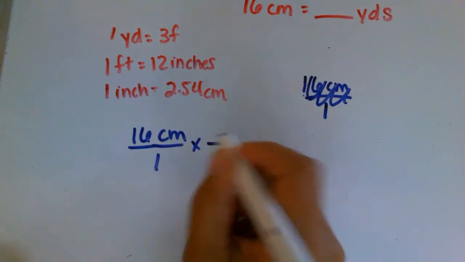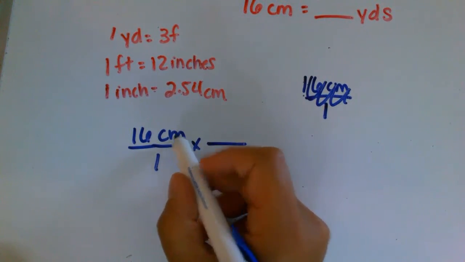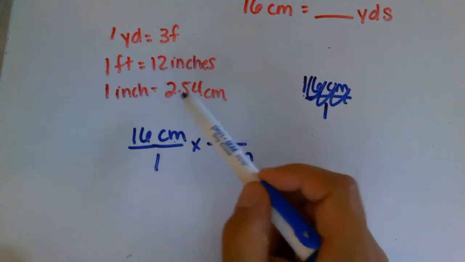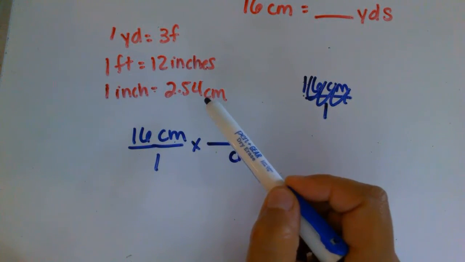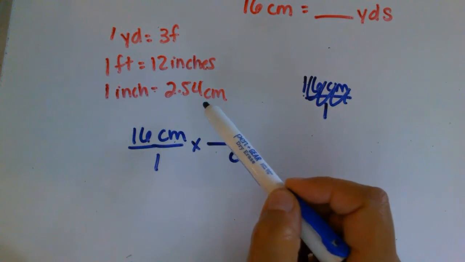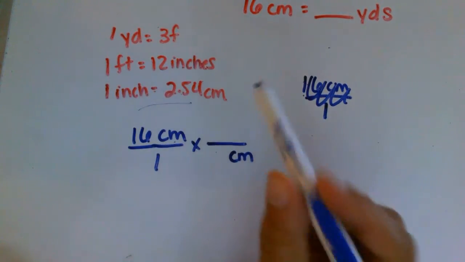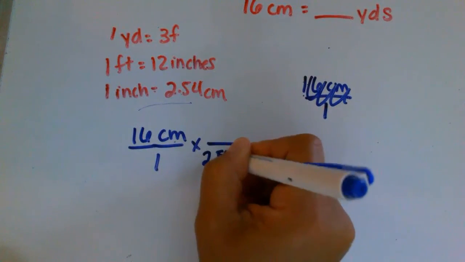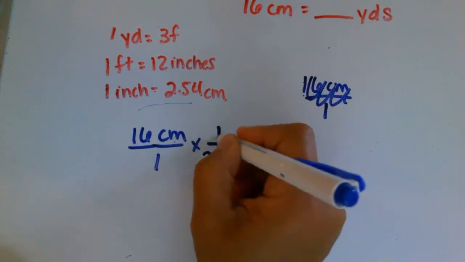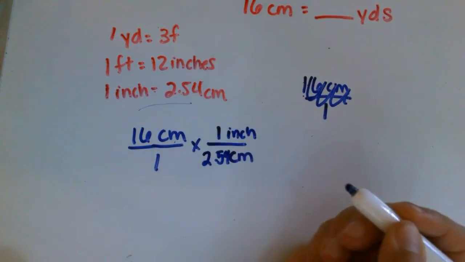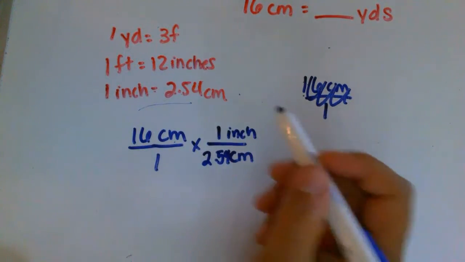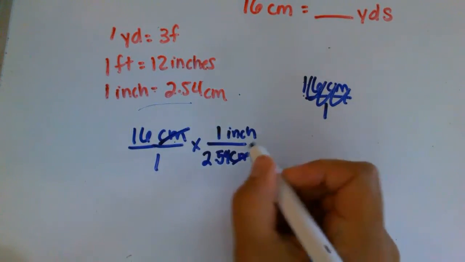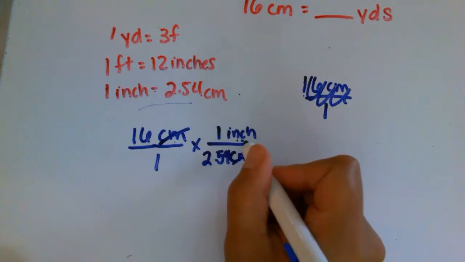Then we put our first conversion in. If centimeters is on top, it has to be on the bottom. So let's look and see what we have for centimeters. Well, we know that 1 inch equals 2.54 centimeters. So put 2.54 down there, and that is going to be 1 inch. So the centimeters is on top and it's on the bottom, so it cancels out, and that leaves us with the unit left of inches.